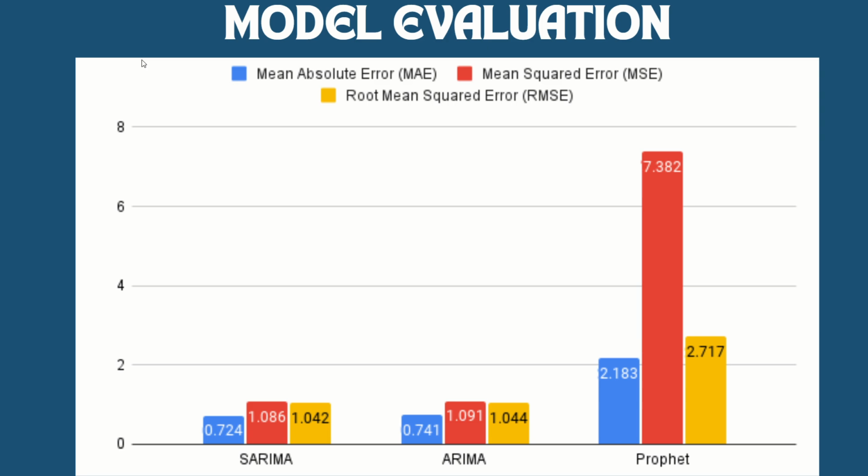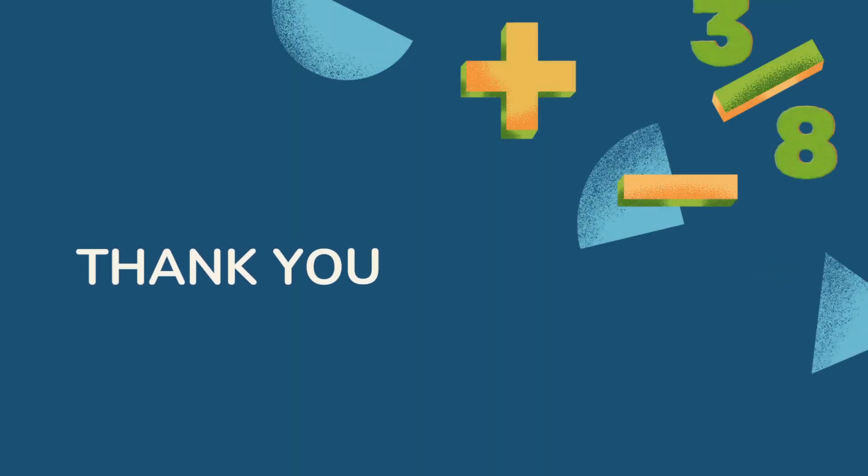So we will actually choose the SARIMA model as it's slightly better than the ARIMA model and has very low error values for MAE, MSE and RMSE. We may also fine tune the hyperparameters of SARIMA and ARIMA to potentially improve their performance in future if required. That's all about this project.